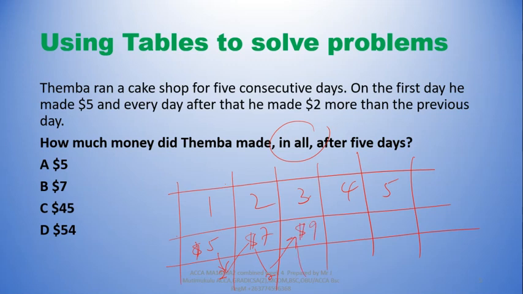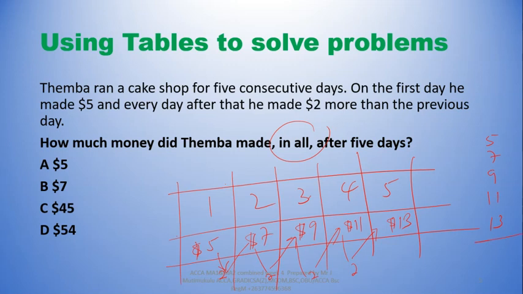And then on the fourth day there was $11. Then on the fifth day there was $13. So the question is saying how much money did Temba make in total for the 5 days. It means that we have to add up the $5 plus 7 plus 9 plus 11 plus 13.